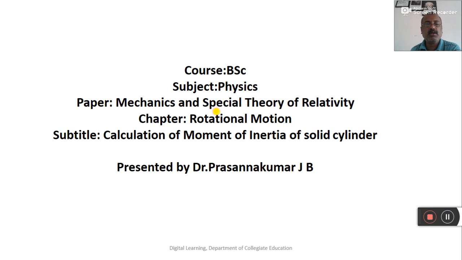In this session, we are going to deal with mechanics and the special theory of relativity. In this paper, I am going to deal with rotational motion. In this rotational motion, I am going to deal with the calculation of the moment of inertia of a solid cylinder.